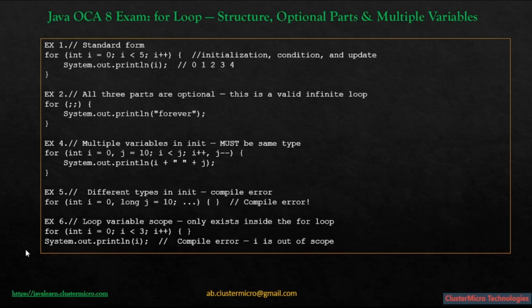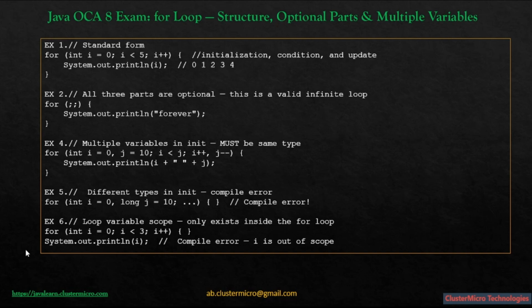You start with the initialization to set your starting point. The condition tells the loop exactly when to stop, and the update changes your variable after every single round. However, all three parts are optional. For example, writing for, then semicolon semicolon with all sections empty in the for loop, will create a valid infinite loop.